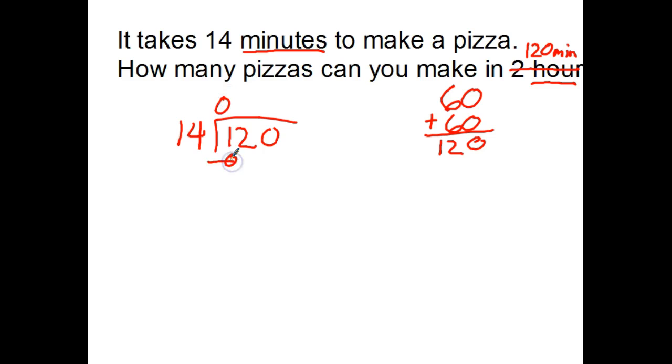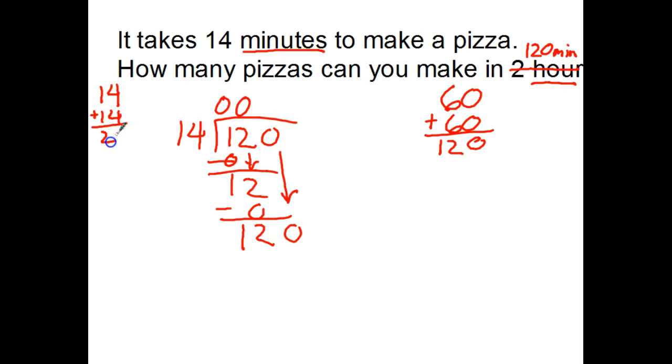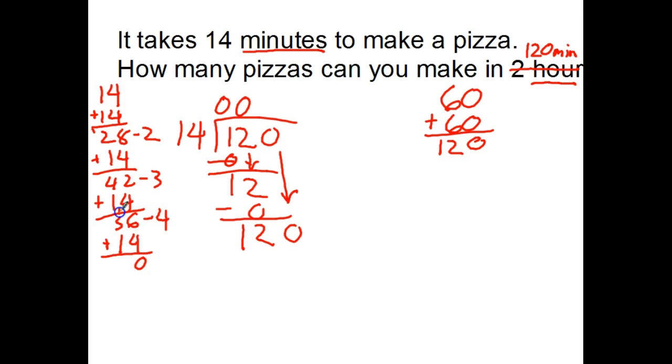Well, no 14s in 1. No 14s in 12. That's interesting. We haven't had that happen for a while. How many 14s in 120? Well, we're going to have to do some adding over here. 14 and 14 is 28. That's 2. 42 for 3. Keep going. 56 is 4. Keep going. 70 for 5. Keep going.